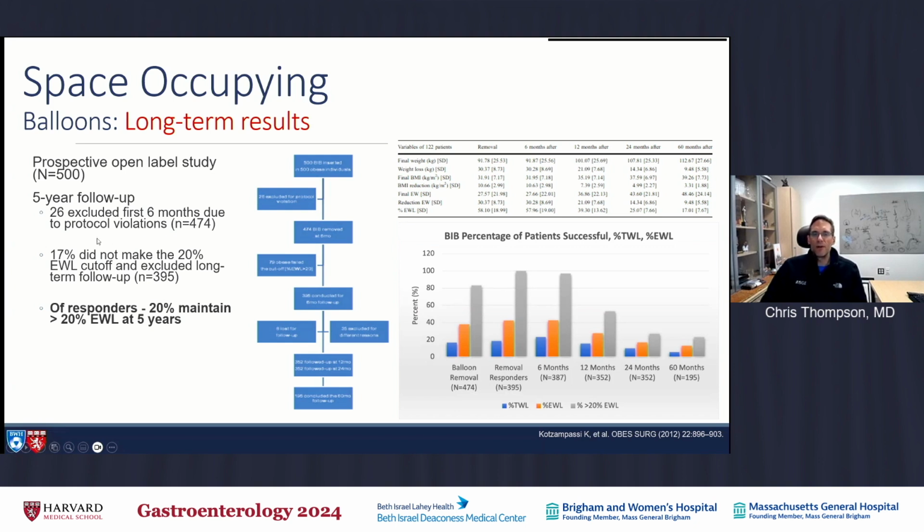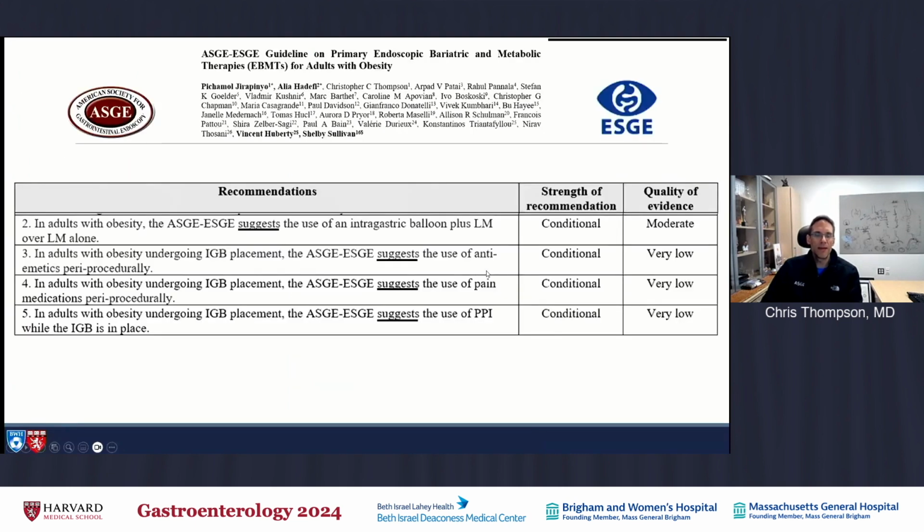And then if you look at those people that were successful and you follow them for 5 years, only 20% maintained 20% excess weight loss, or about a 10% total weight loss at 5 years. So not great long-term result, right? This is a small number. So you need a plan. If you're using a balloon, you need a plan to make sure they really can keep up with lifestyle modification, or maybe you're going to give them medicines afterwards. So you got to wonder what the long-term game plan is there.